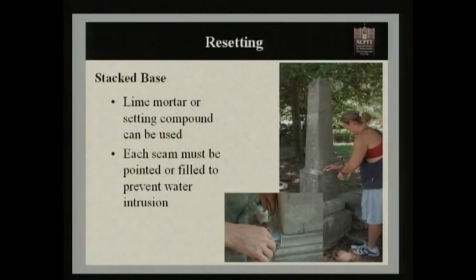So if we look at the next slide, a setting compound can also be used, and we'll watch a short video in a second where a setting compound is actually used in resetting that monument. And a setting compound is an elastomeric putty that's available from monument catalogs and monument dealers. And this actually does not penetrate into the stone. It's not an epoxy, and it actually can be removed and taken back up if need be later.